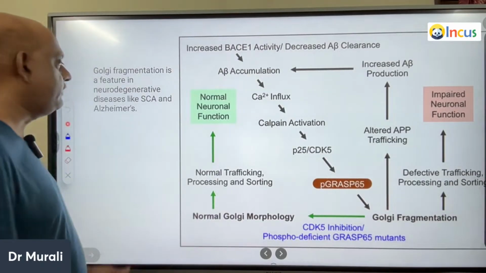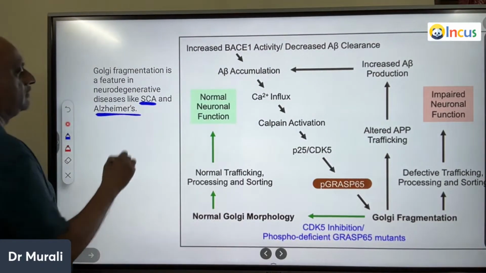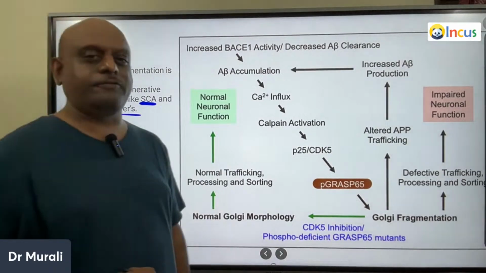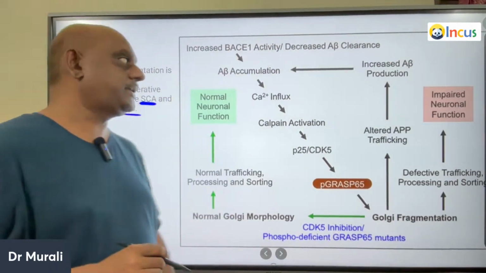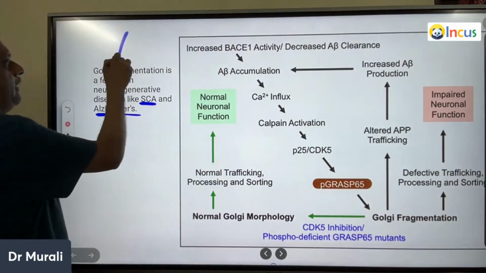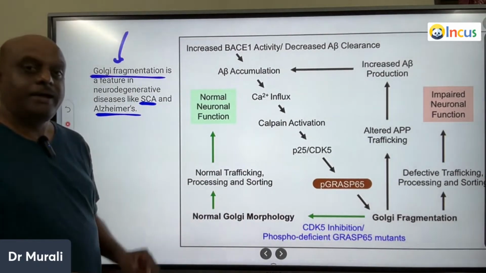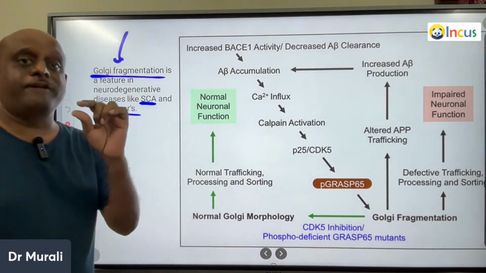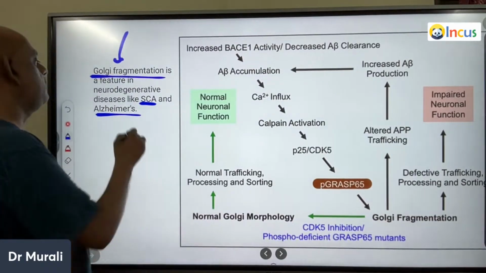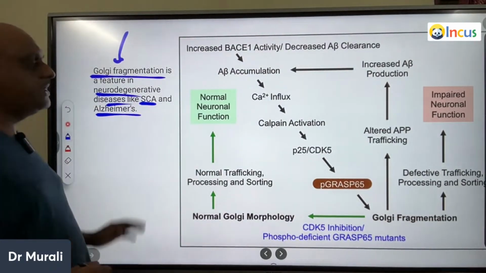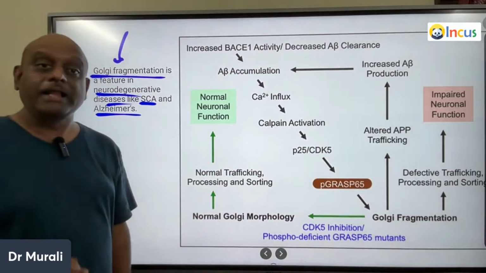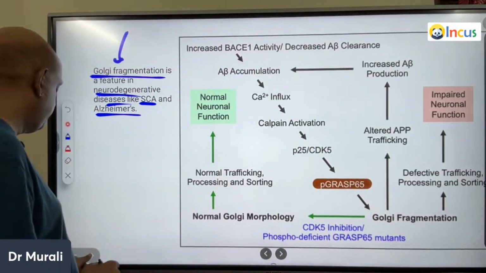Now, in some of the degenerative conditions like spinocerebellar atrophy, Alzheimer's disease, etc., what is the main cytological hallmark? It is Golgi body fragmentation, the hallmark feature of neurodegenerative conditions like Alzheimer's, is what you need to remember.